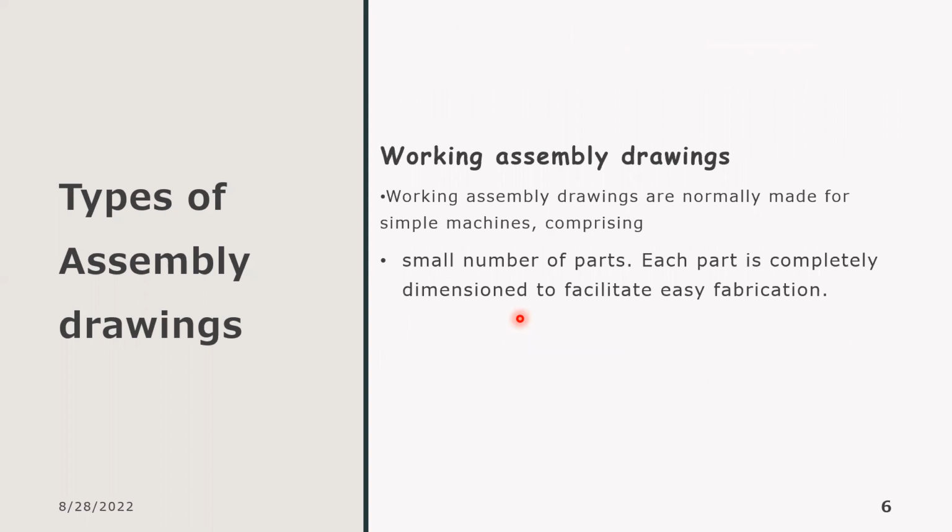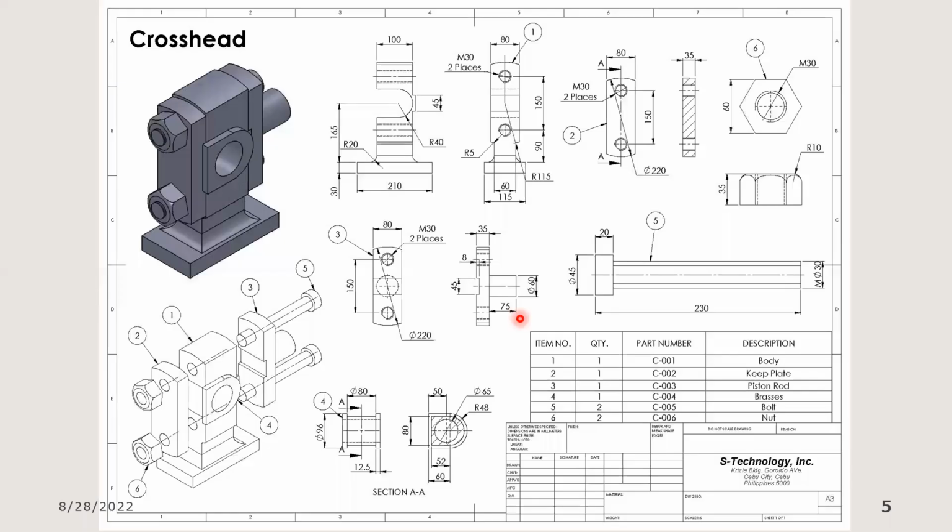Then we also have what we call working assembly drawings. They are normally made for simple machines, and they comprise a number of small parts. Okay, now these small parts are normally dimensioned to make it easy for fabrication. I would like to look at this as an example of a working assembly drawing.